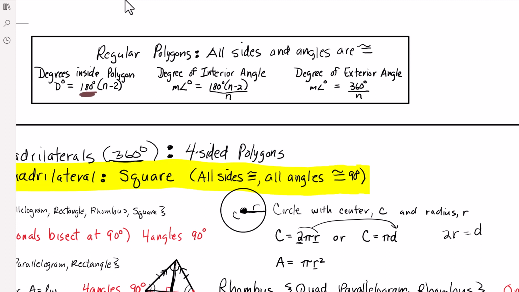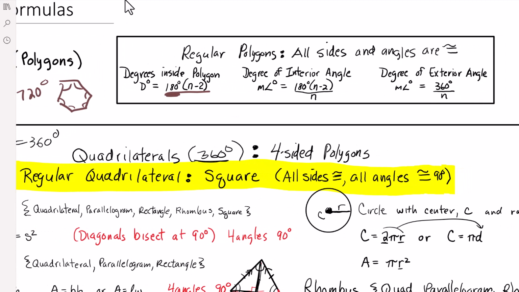All right. To find the degree of the interior angle, you take the same formula that we just had and divide it by the number of sides. So in this case, we'd take that 720, there are 6 sides, we would divide that by 6. So each of the interior angles right there are all 120 degrees.